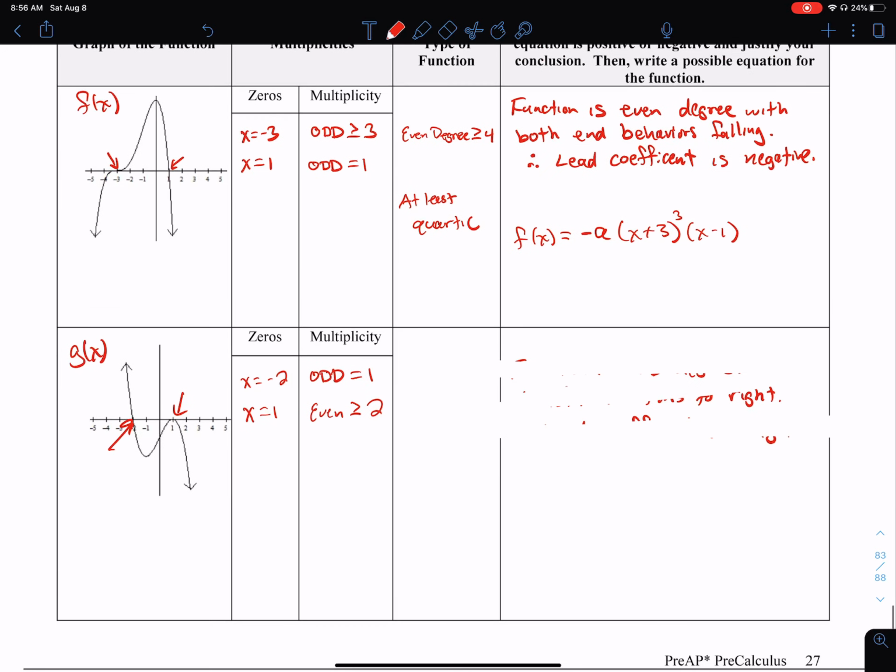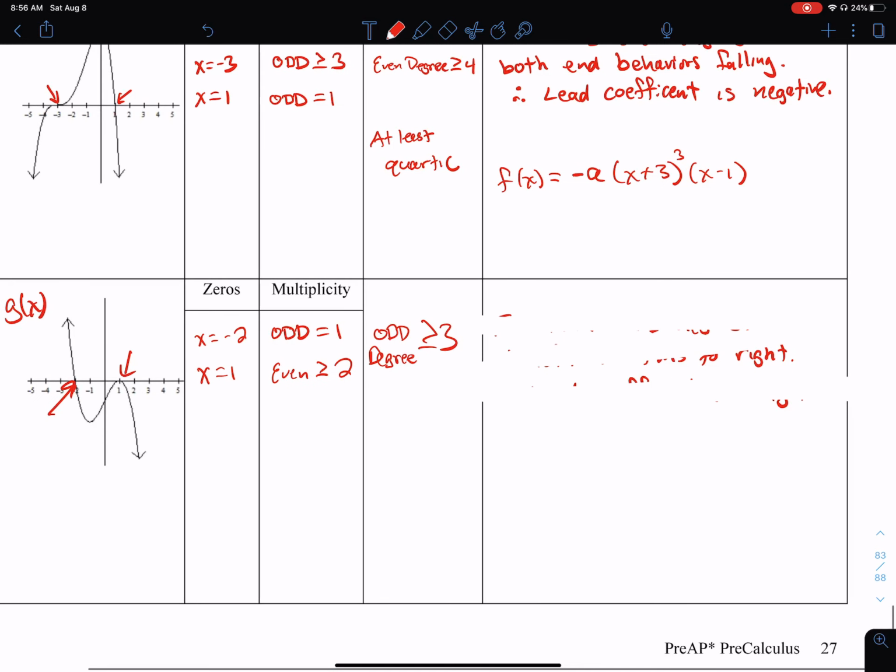What is the degree of this function? Well, it's definitely odd because 1 plus an even number is going to be odd. One plus 2 is 3, so it's an odd degree that's at least 3. What type of function would this be? This would be at least cubic. Now keep in mind, I'm combining it's at least cubic with the fact that it's odd. So it couldn't be quartic, it could be quintic.